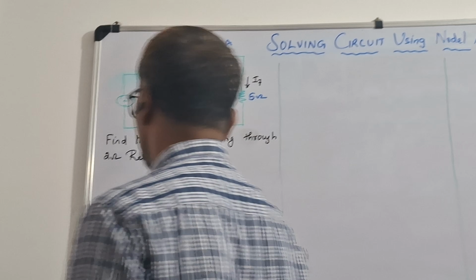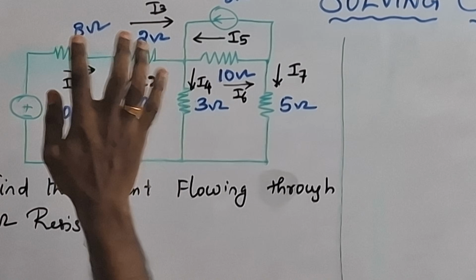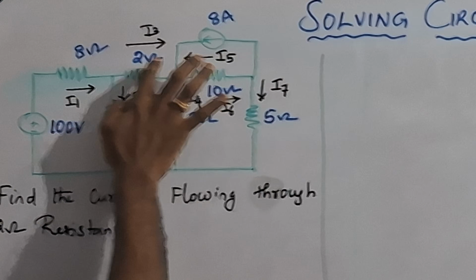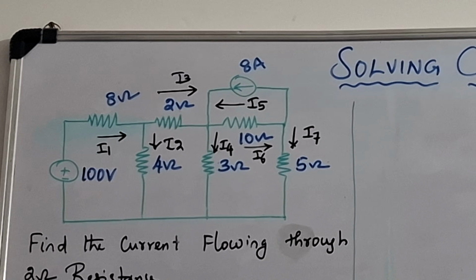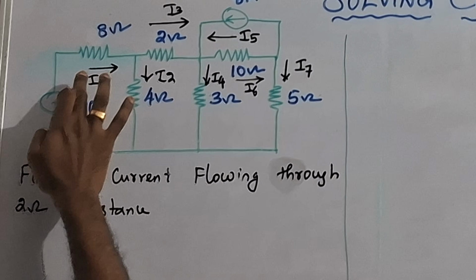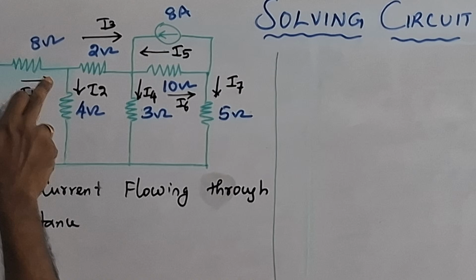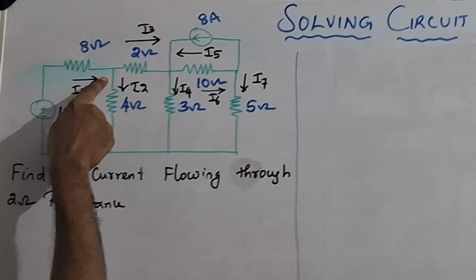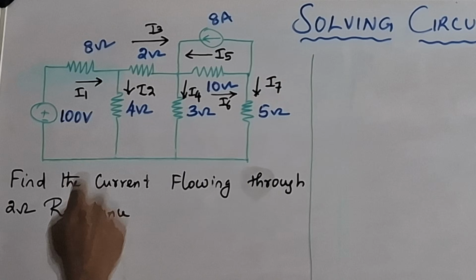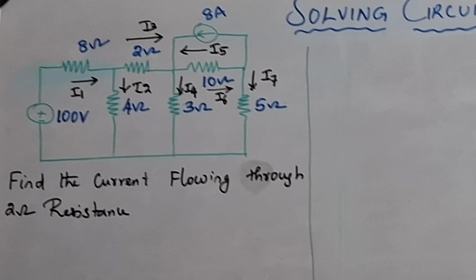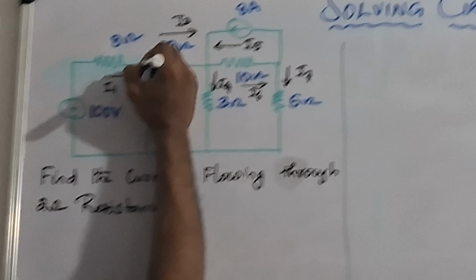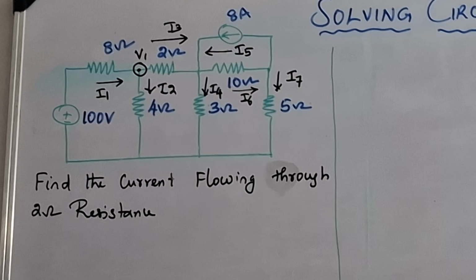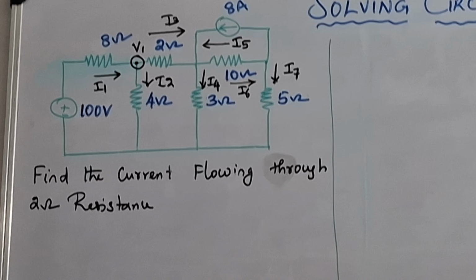So see the circuit. In this circuit, we are going to find out the current which is flowing through the 2 ohm resistance. Assume the current flowing here is I1, and the current is going like this. Here it is split into two, I2 and I3. So I will consider this as one node, V1. The voltage of the particular node is V1.